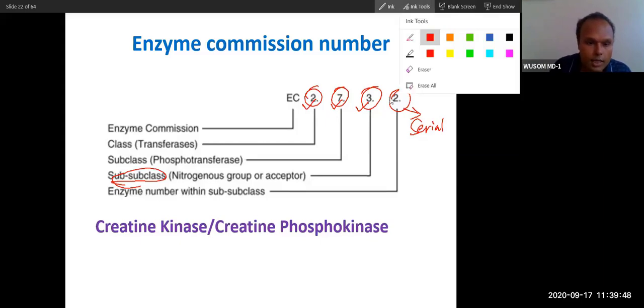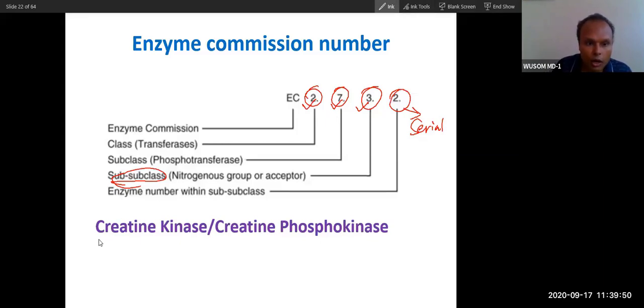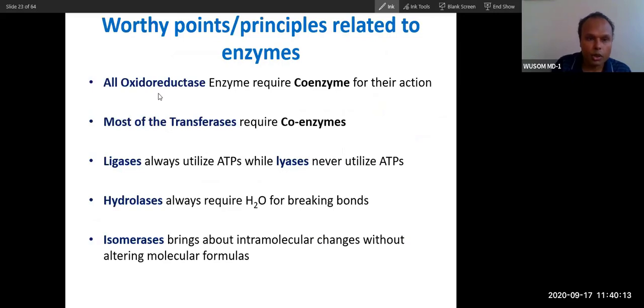Now, this is the enzyme creatine kinase. It is a transferase, that is, 2 is transferase. So we are describing this enzyme. For your concern, just focus on this first number, the class. You don't need to memorize the rest, just understand these numbers. That's it. But you have to memorize the first number. I have given you all these points.